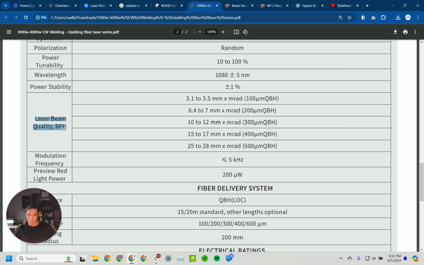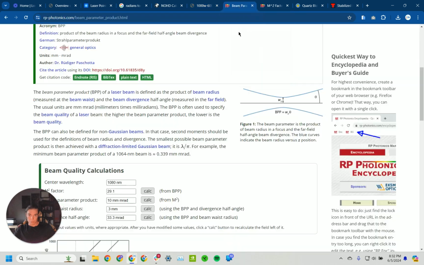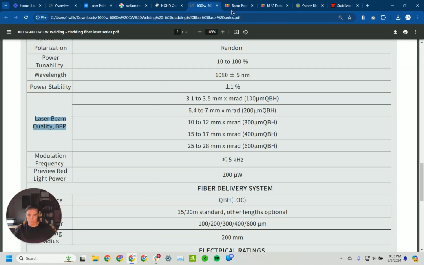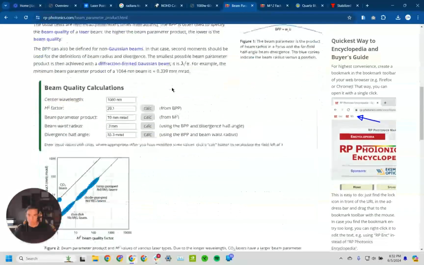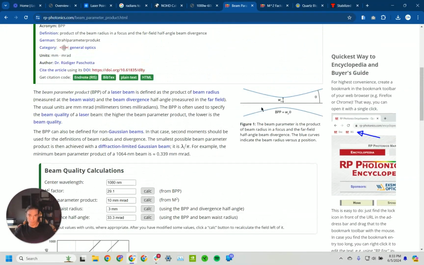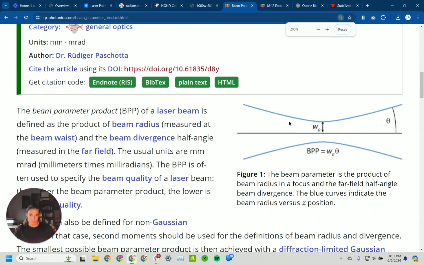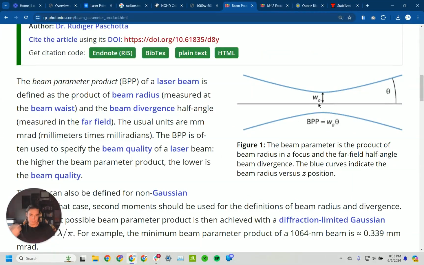So I'm going to provide this link for you guys as well, but BPP, laser beam quality, is a measure of the output of the light. What is the quality of the output of the beam? Is it perfectly collimated?